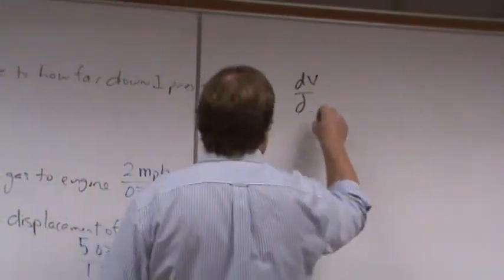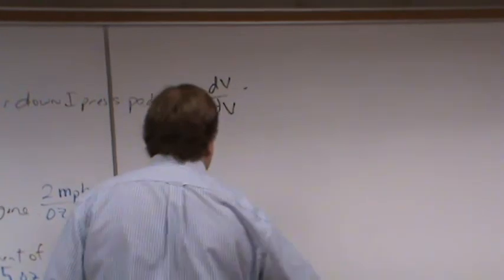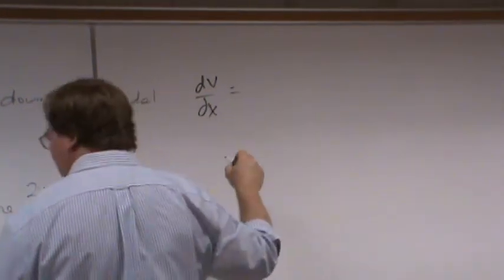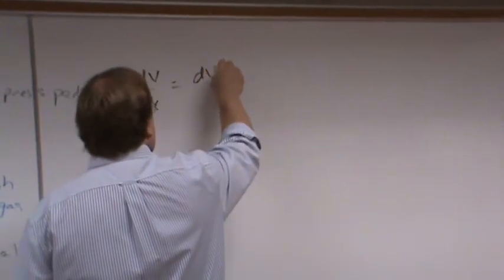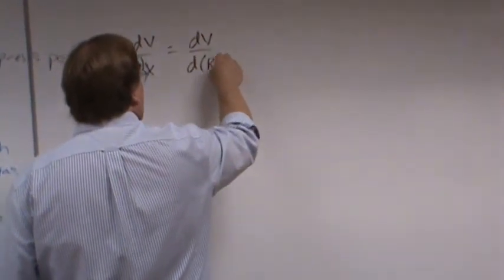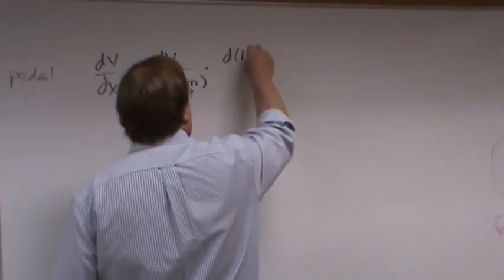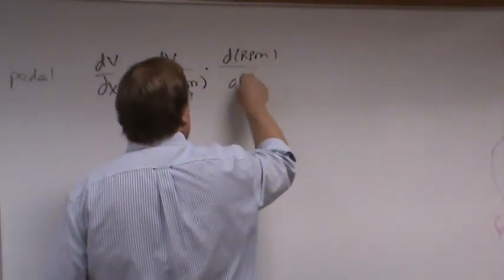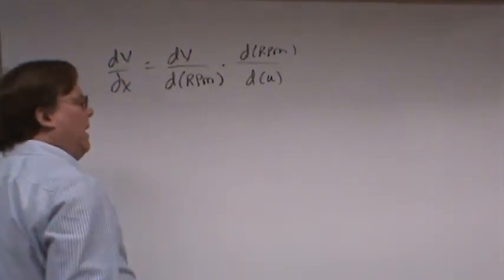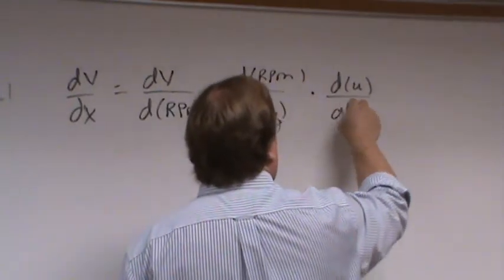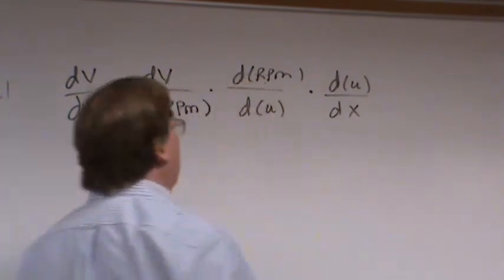I could say the change of velocity due to a change in depressing the pedal is going to equal the change in velocity due to a change of RPM, right? Multiplied by the change of RPM due to a change in the amount of gasoline I put in the car, multiplied by the change of the gasoline I put in the car due to a change in the amount I depress the pedal.